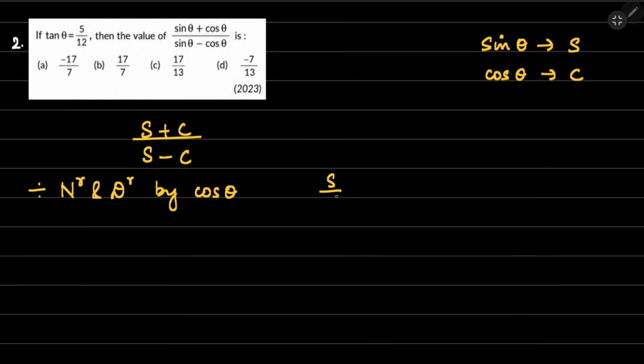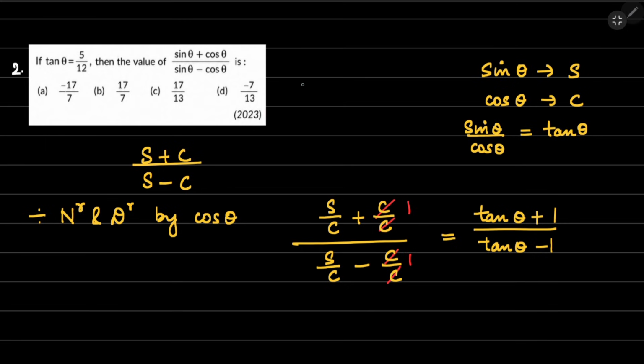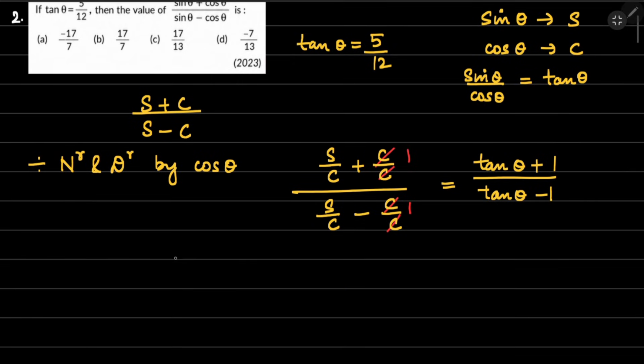So what will I get? Sin by cos plus cos by cos is the numerator, divided by sin by cos minus cos by cos. What is sin theta by cos theta? Always remember, sin theta by cos theta is equal to tan theta. So sin by cos is nothing but tan theta, plus cos by cos will be 1 in both numerator and denominator. So tan theta plus 1 divided by tan theta minus 1. And according to the question, you are already given tan theta is equal to 5 by 12. So let's just substitute it.